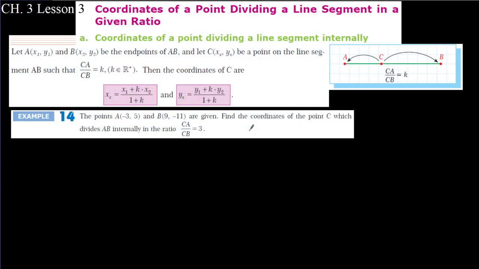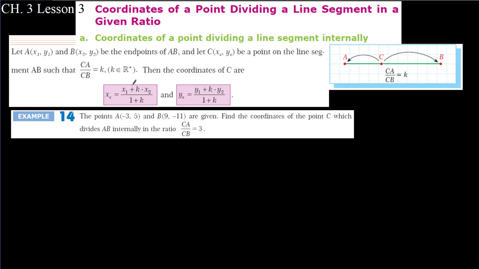Hi dear students, we are starting the third lesson of the chapter and we are going to continue with the coordinates of a point dividing a line segment. In this case also we have two different types: which divides internally and which divides externally. Let's say AB is a line segment and C divides AB internally, and the ratio CA to CB is equal to k.